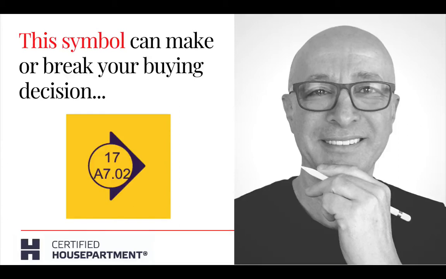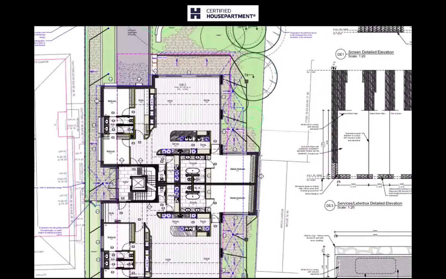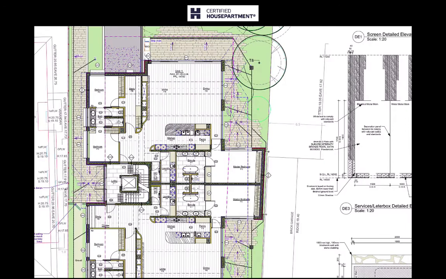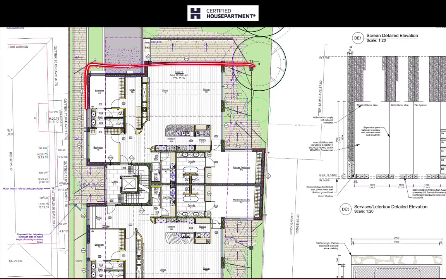What I'd like to do here is show you how one simple little symbol can make or break your buying decision when you're buying off the plan for an apartment. Let's zoom in. Let's just say this is the apartment that you're being shown to purchase, or you're looking at purchasing this actual apartment. What you're looking at is a plan.